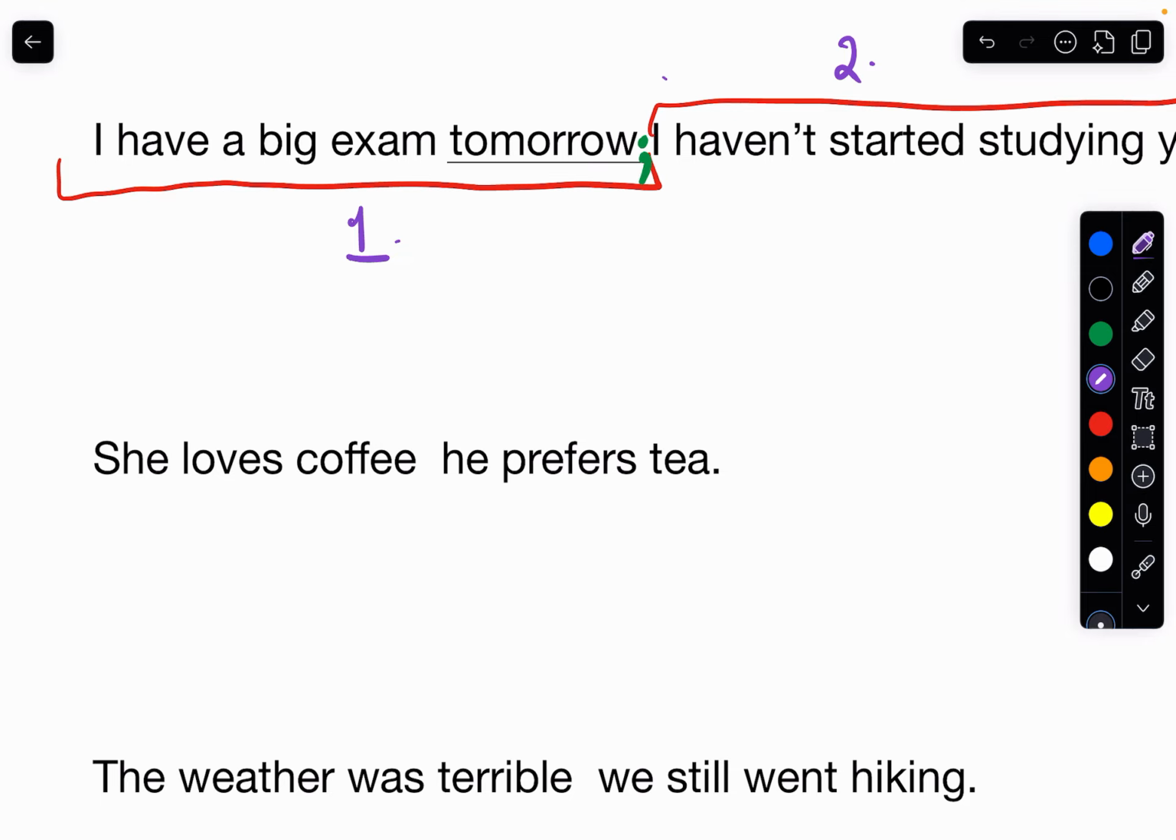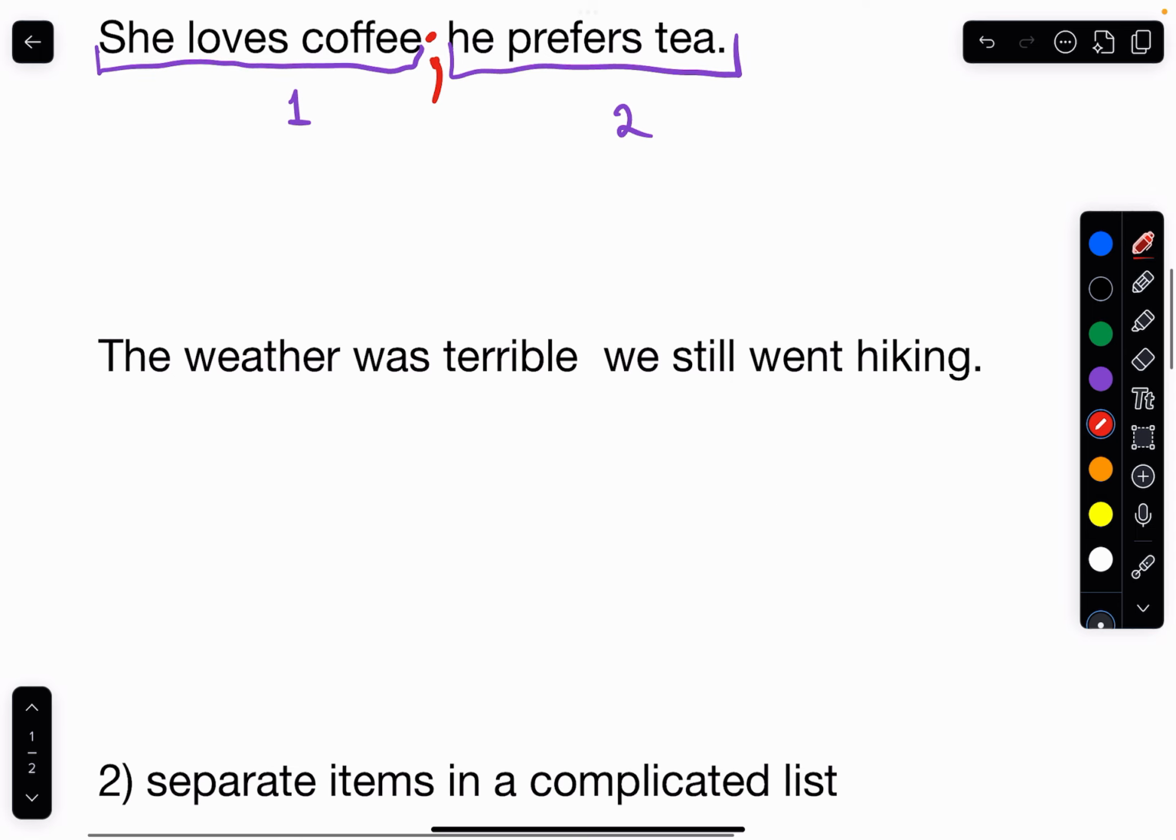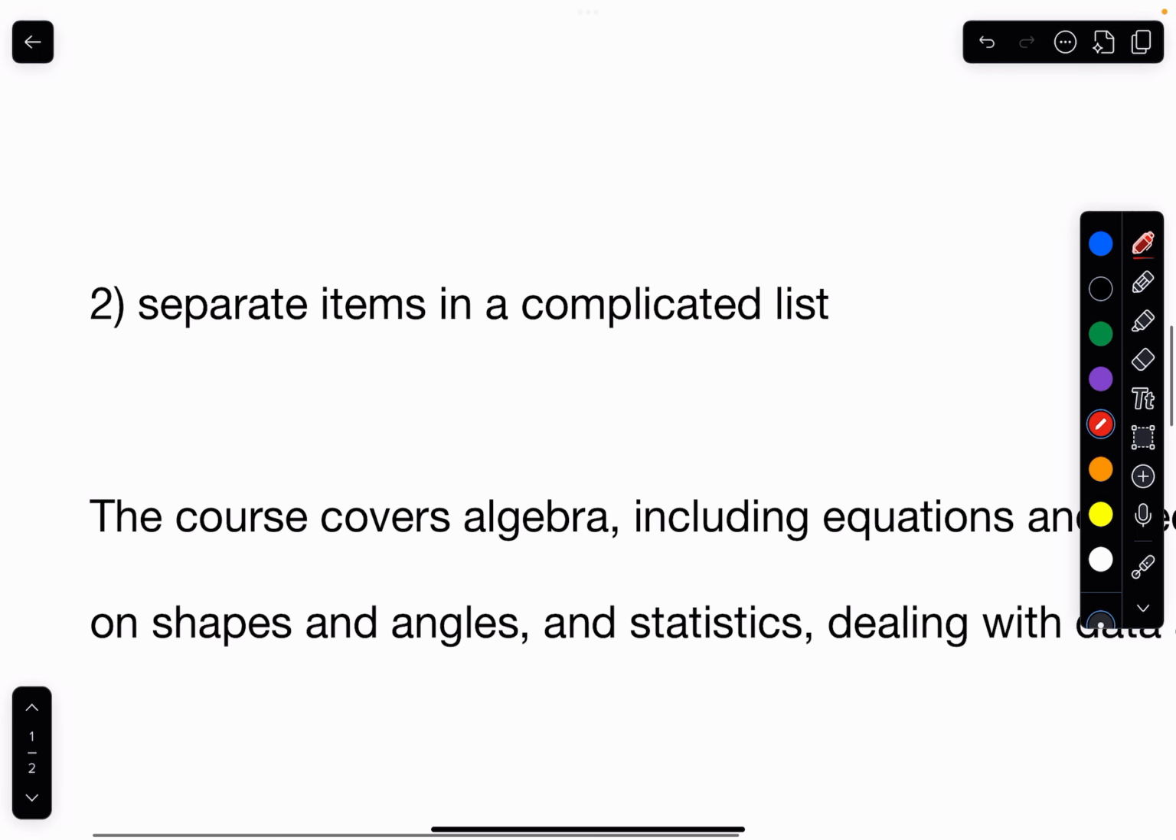So this one says, she loves coffee; he prefers tea. Again, she loves coffee, that is independent clause 1. He prefers tea is independent clause 2. And you join them by putting a semicolon. Right, it's quite easy. Now, the next instance is when you're trying to separate items in a complicated list.